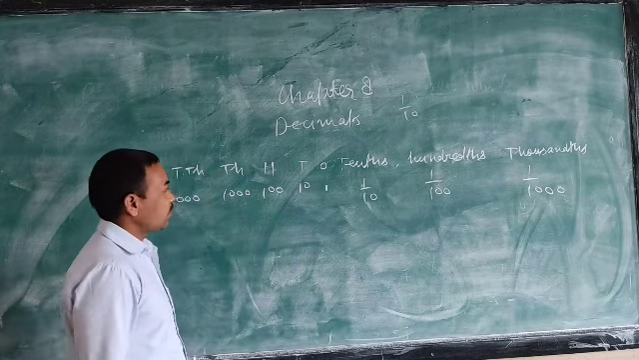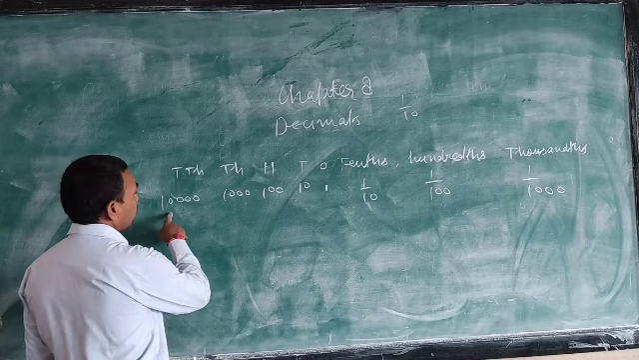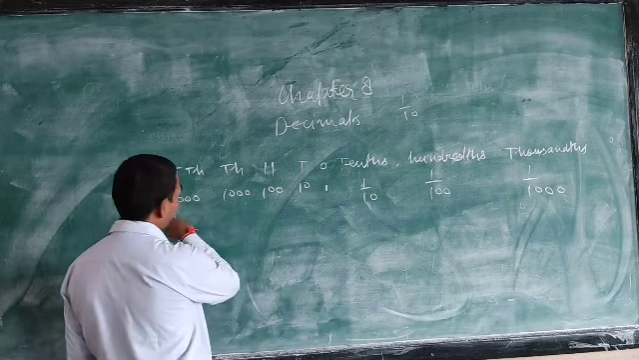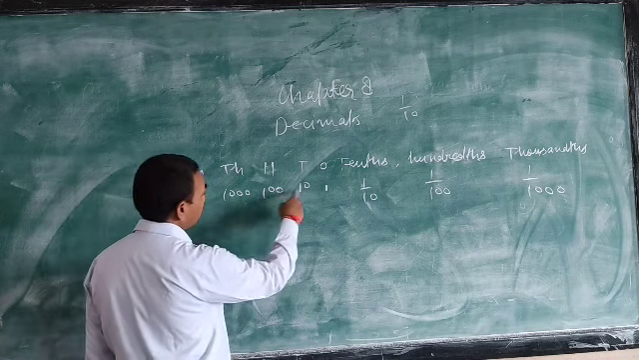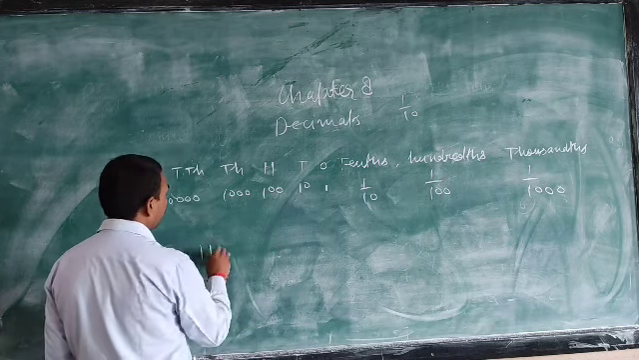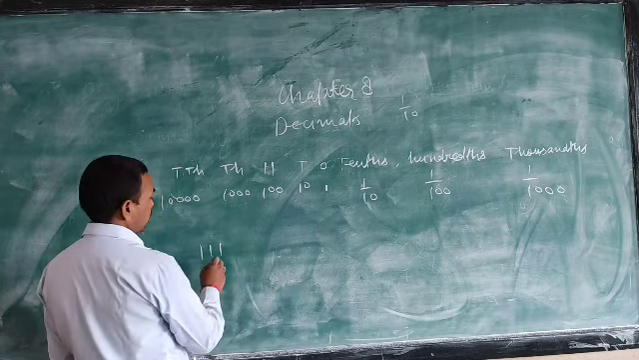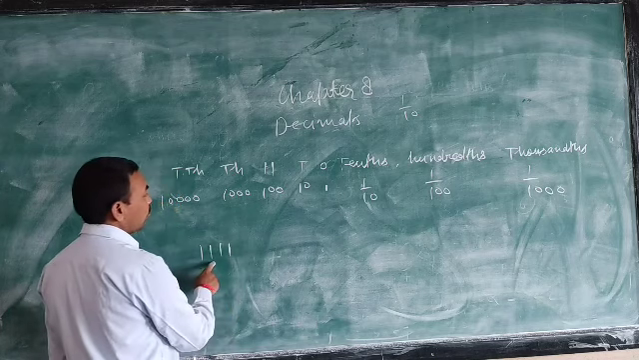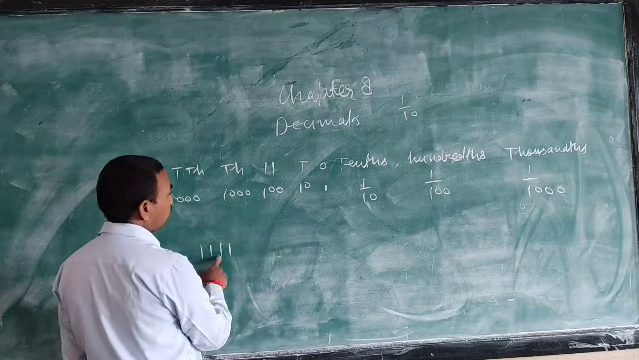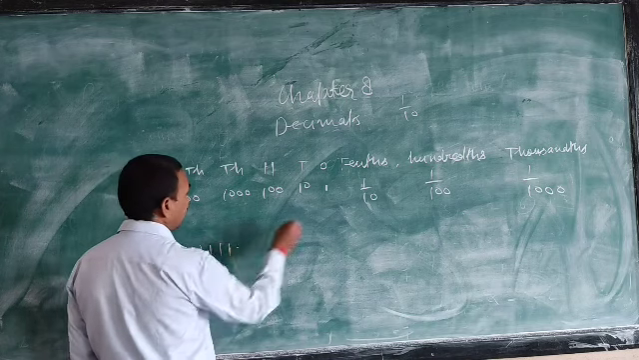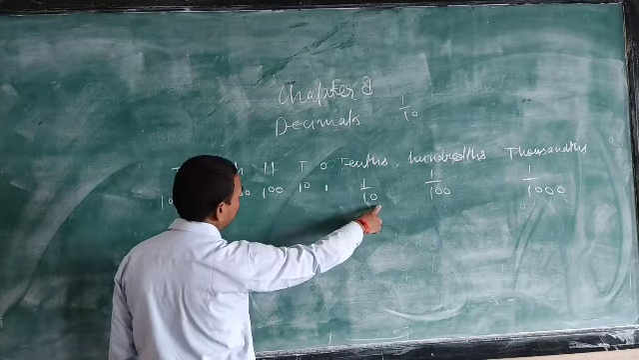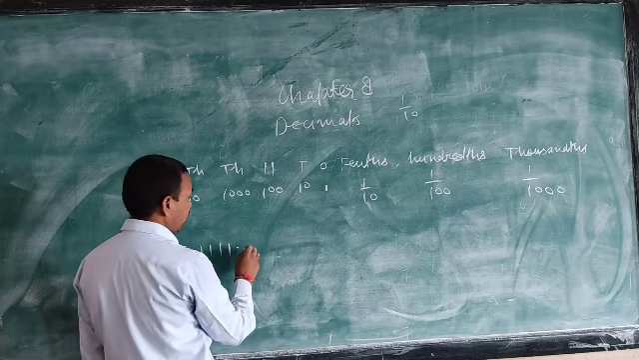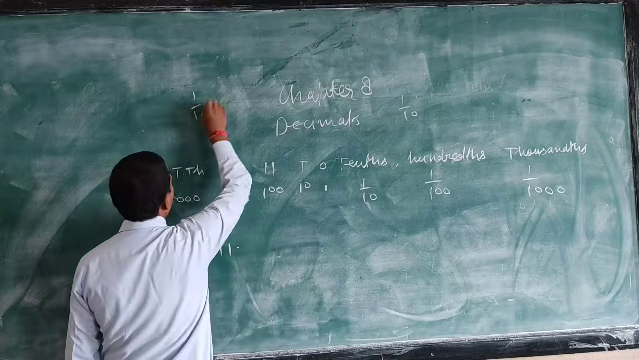Suppose you want to write this number in expanded form, so you can write 1000 plus 100 plus 10 plus 1. So that is 1111, and you know the decimal form of 1 by 10. 1 by 10 you can write as 0.1.